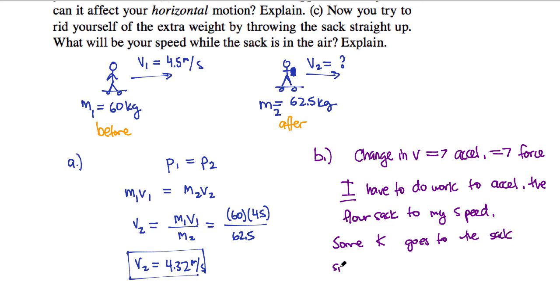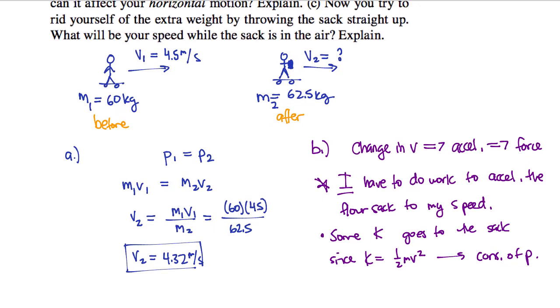And since K is not linearly related to velocity, I can get this from my conservation of momentum. So it's kind of weird, but think about how energy has to go between our objects in this situation. Some of that energy has to go to the sack. And since the kinetic energy is not linearly related to velocity, I can do this through conservation of momentum.